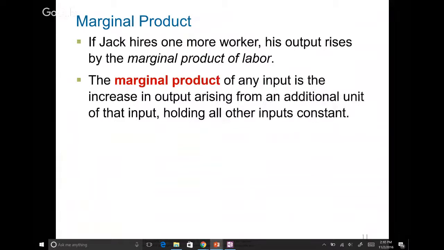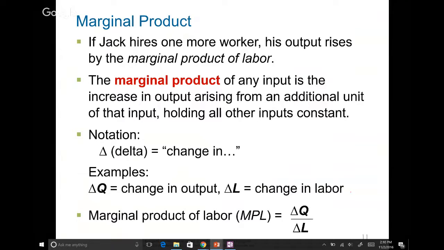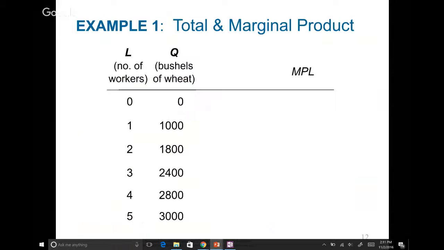Now, marginal product measures the change in total product. So by hiring 1 more worker, how much extra output do you gain from that 1 more worker? We call this marginal product. Now, to find marginal product, the formula for it is the change in output divided by the change in labor. So you find out how much your number of workers changes, and then on top is how much your output changes. So let's do this over here.